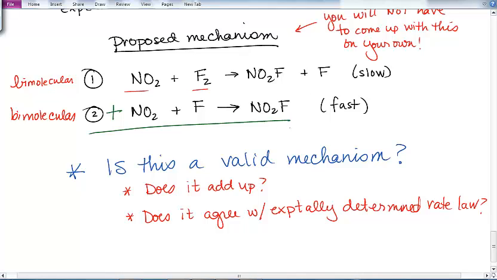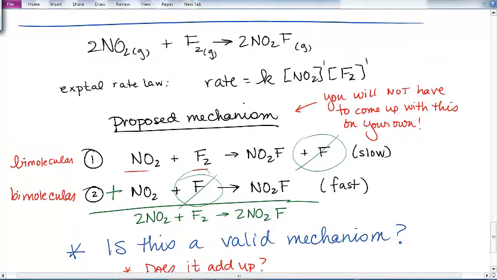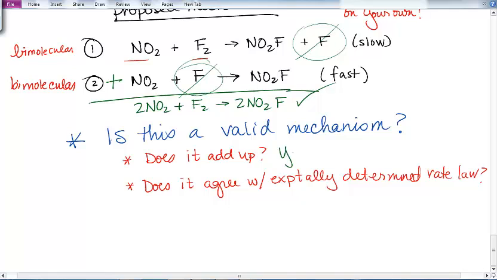So we're going to go ahead and add these two equations up. Anything that is produced by one and used up by the other we can cross out, like these free radical fluorines, right? They end up being produced and used up. So what we are left with is 2NO2 plus F2 yields 2NO2F, which absolutely matches the one I gave you originally. So check. The answer here is yes, they add up. So we checked that part.